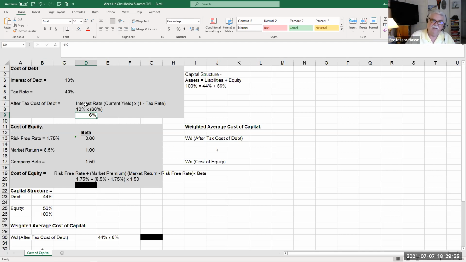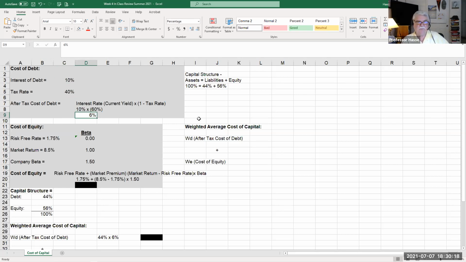So the cost of debt is the interest rate of that debt times 1 minus the tax rate, taking out the tax rate to reduce the cost of debt to be after tax. In this case, we're paying 10% on our interest. We're actually paying 6% when we include the tax deduction we get for that interest.